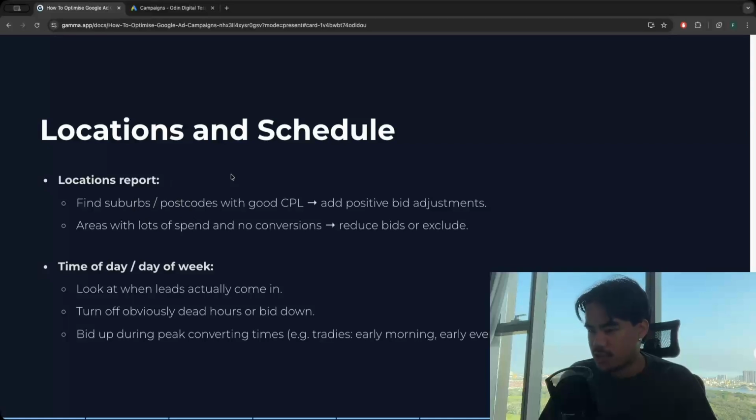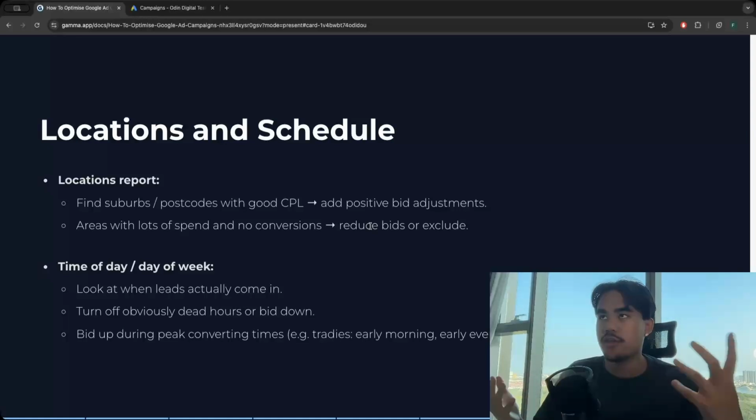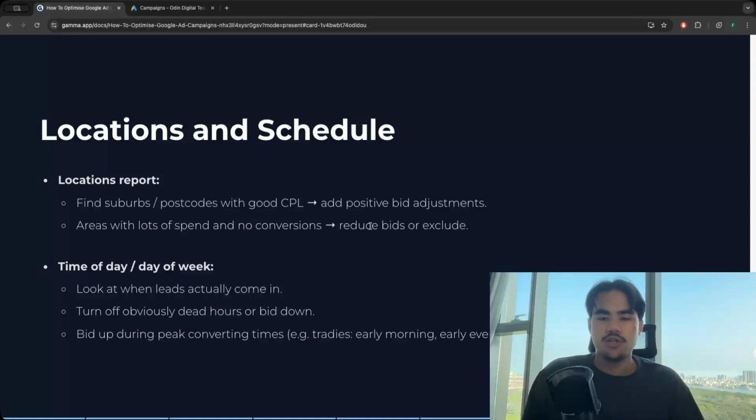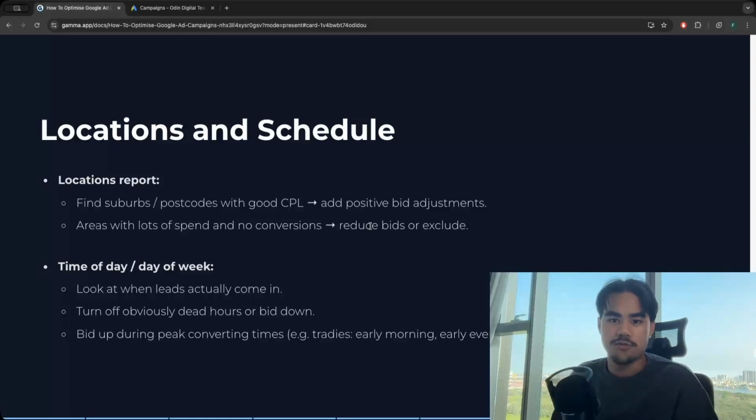So in terms of the location report, we want to find suburbs and postcodes with good CPL and add positive bid adjustments. And in areas with lots of spend and no conversions, we want to reduce bids or exclude. And in terms of time of the day and week, you want to obviously look at when leads are actually coming in. Turn off obviously dead hours, or another thing is when you don't have anyone able to make the phone calls. So if you're driving a lot of conversions through phone calls, you want to turn off in the times where your receptionist or whoever takes the calls doesn't work.